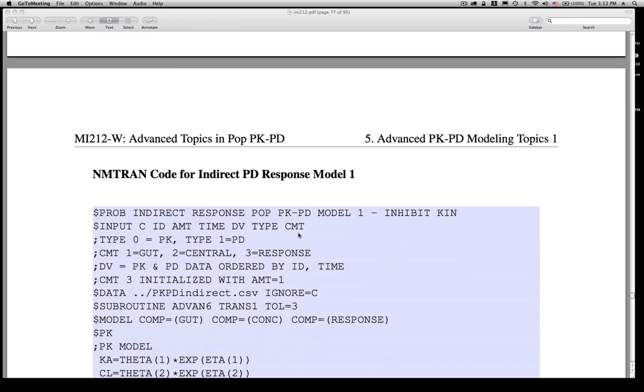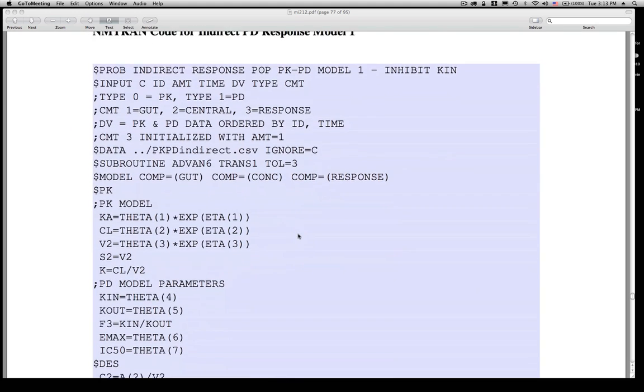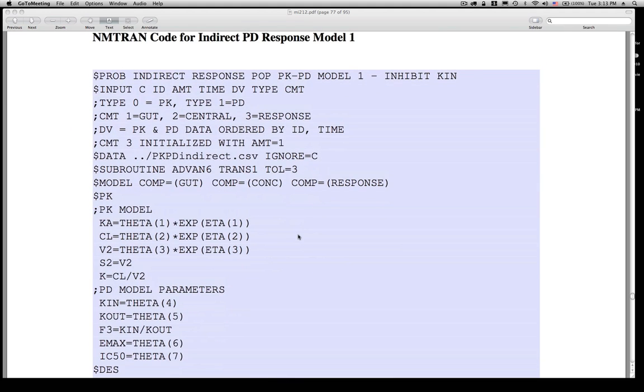Okay, so those are the 4 classic indirect pharmacodynamic response models. There's all kinds of variations on that theme. But let's look at the implementation for one of those. This is the indirect PD response model. Actually, I think I've got them all here, so we'll look at them quickly.